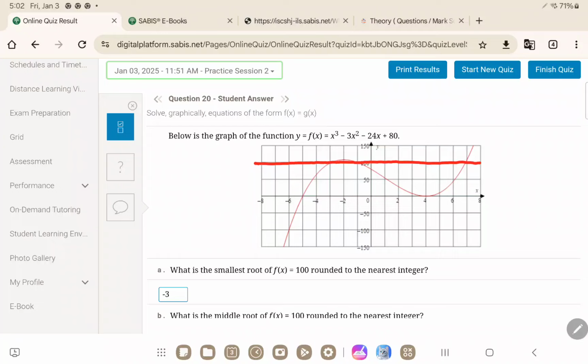So here we need to find our new root. Where does it touch the first time? It touches here the first time, and then here again, and then here once more. So we have 3 roots here. Smallest one being at negative 3, middle one being at negative 1, biggest one being at 7. And that's what they're asking in the question.